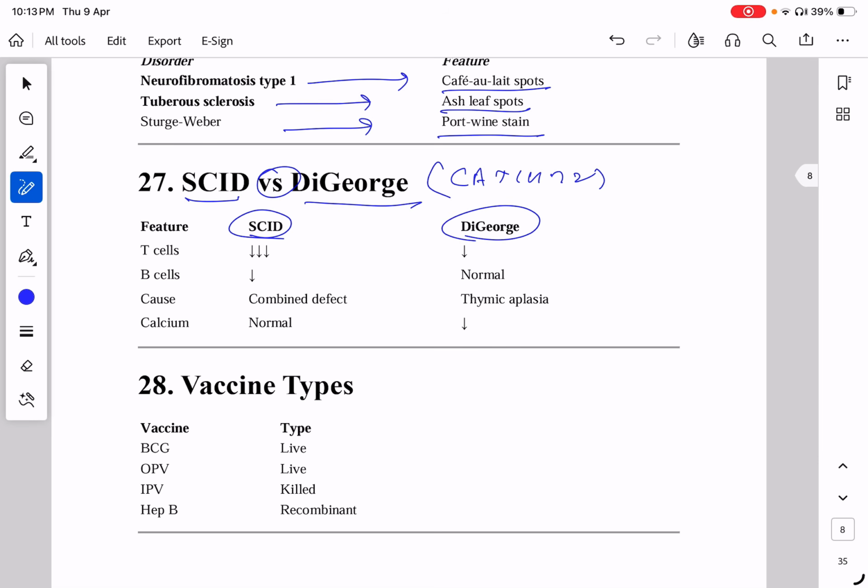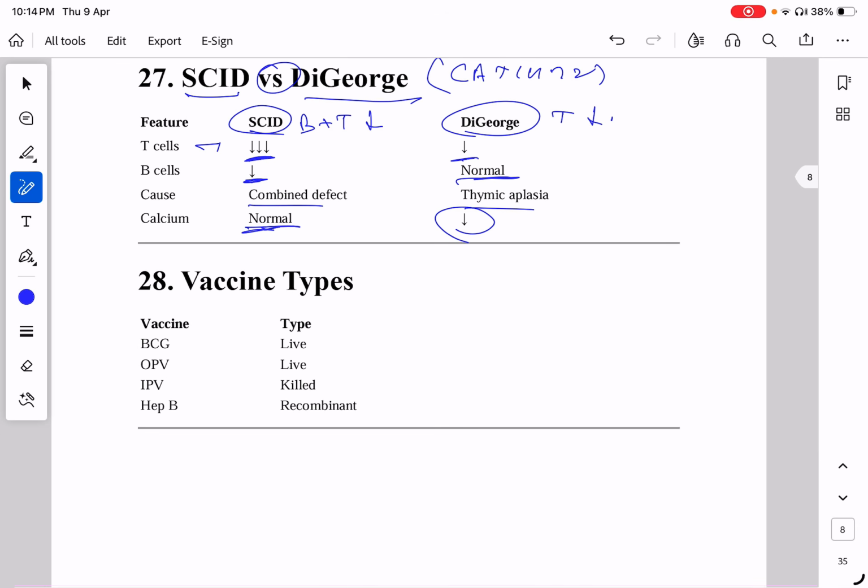So SCID versus DiGeorge: T cells are very much decreased in SCID, while mildly decreased in DiGeorge, and B cells are also decreased in SCID while normal in DiGeorge. So SCID is B plus T cell deficiency, while DiGeorge is only T cell deficiency, because of combined defect, whereas DiGeorge has thymic aplasia. Calcium level is normal in SCID, while hypocalcemia is seen in DiGeorge syndrome.